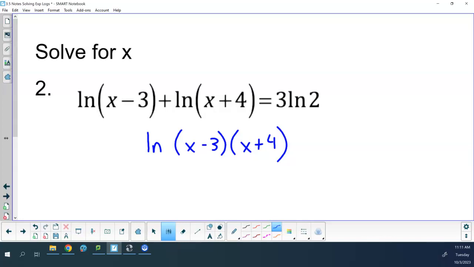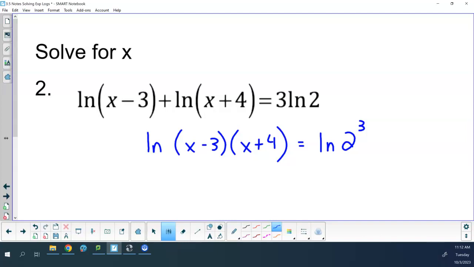Notice how I haven't finished off the equation yet. Guess what? We can apply the power property, the other P property. So this could be the natural log of 2 cubed then. Oh, I like that. Now we've got natural log of something equals natural log of something.